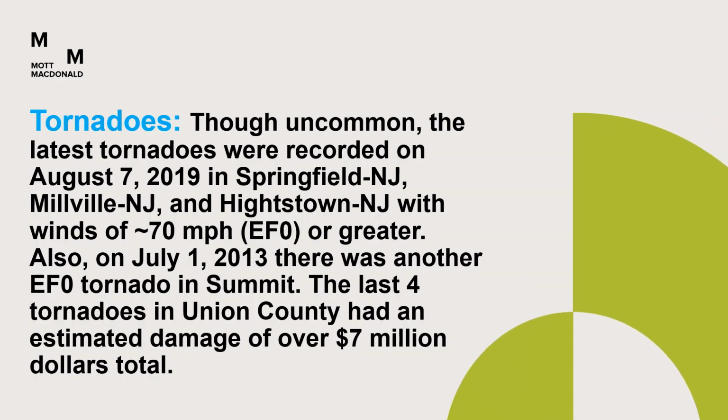Though uncommon, the latest tornadoes were recorded on August 7, 2019 in Springfield, New Jersey, Millville, New Jersey, and Hightstown, New Jersey, with winds of 70 miles an hour or greater. Also on July 1, 2013, there was another EF0 tornado in Summit. The last tornadoes in Union County had an estimated damage of over $7 million total.